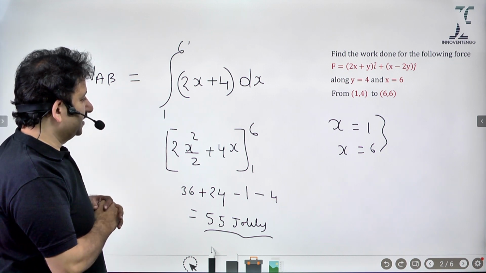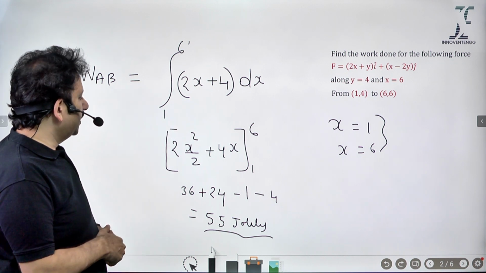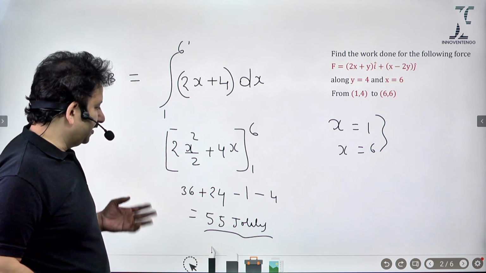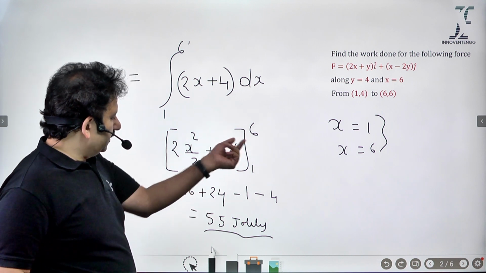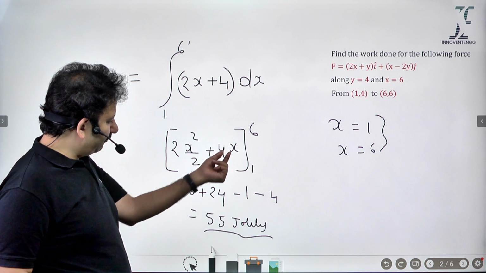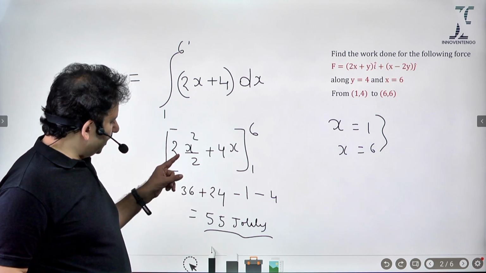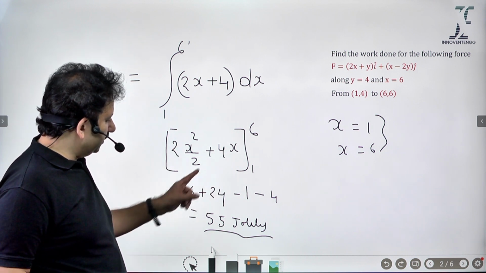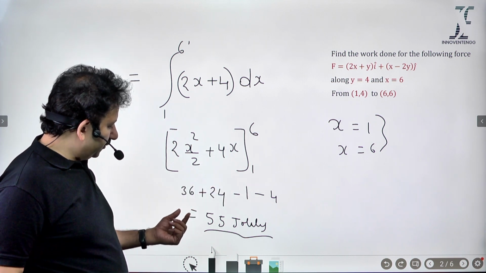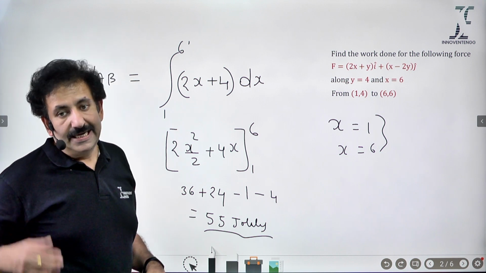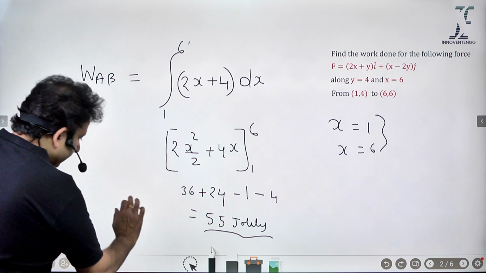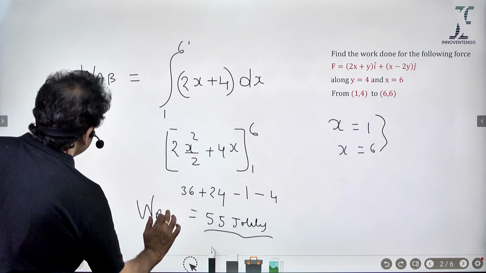And the integration process is very trivial. When you integrate 2x, you get x square by 2 into 2. 2 would get cancelled. 4, when you integrate, you will get 4x. Upper limit, if I substitute, because it is just x square, it is 36. Upper limit for 4x, it is 24. Lower limit, it is just x square minus 1, it is just 4, so minus 4. 36 plus 24 is 60, minus 5 is 55, and I have attributed the unit of joules. So your WAB is comprehensively established.